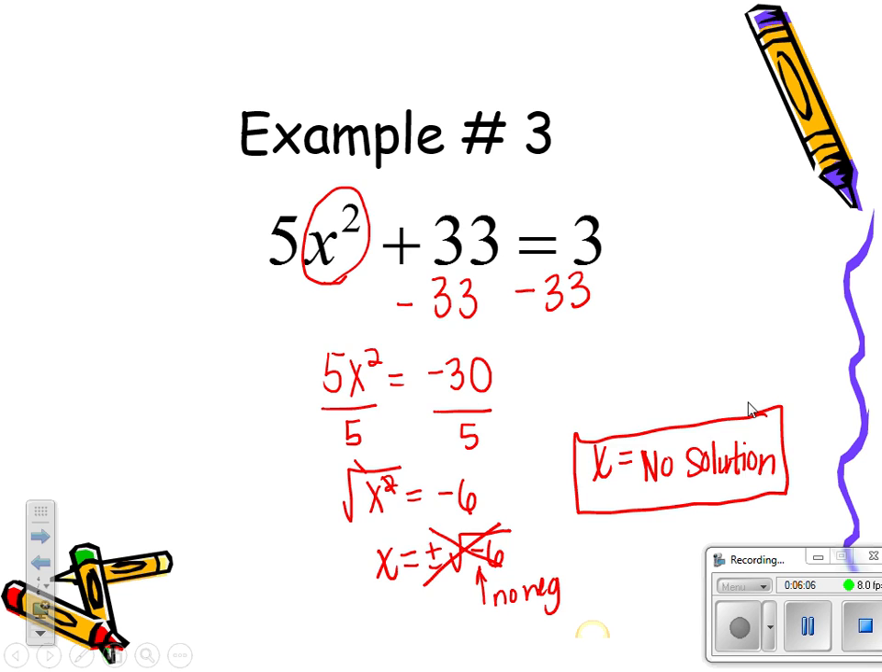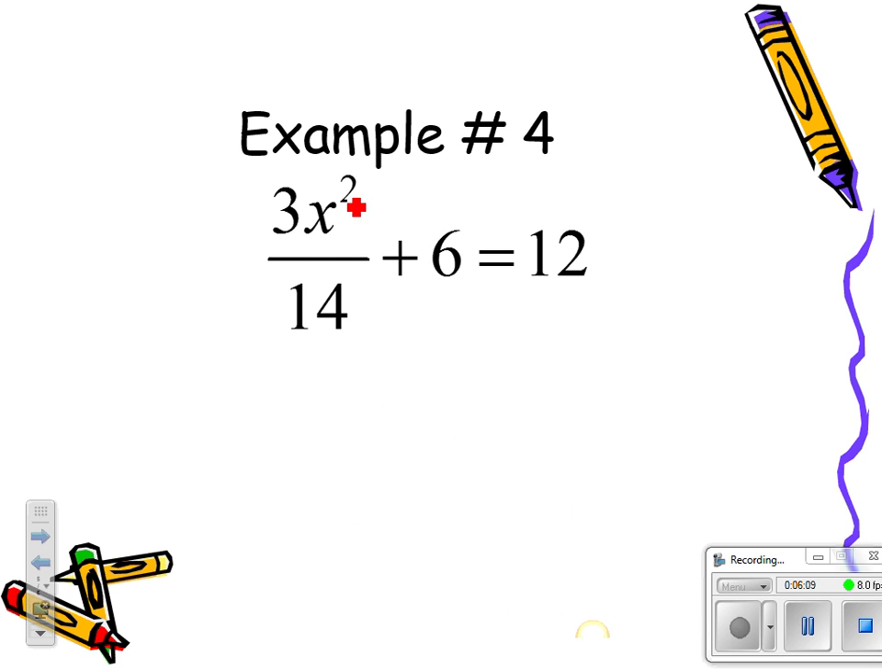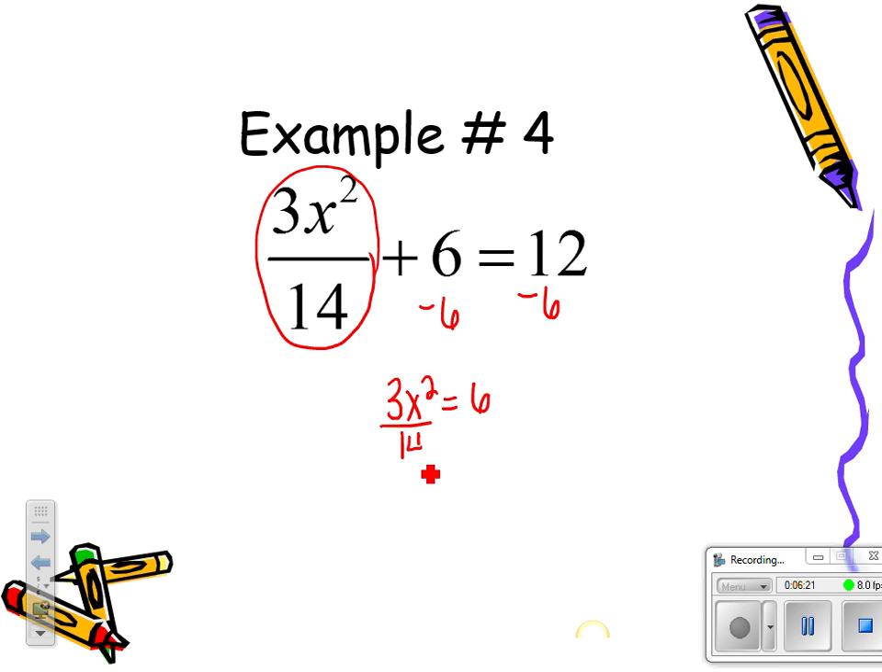Okay, let's try example number 4. Again, I want to get this x squared alone, but before I do that, I want to get all of that alone. So I'm going to subtract 6 from both sides first. I get 3x squared divided by 14 equals 6. Now, to get the 3x squared alone, the opposite of dividing is multiplying. So I'm going to multiply both sides by 14. And I'm going to get 3x squared equals 6 times 14, I believe is 84.